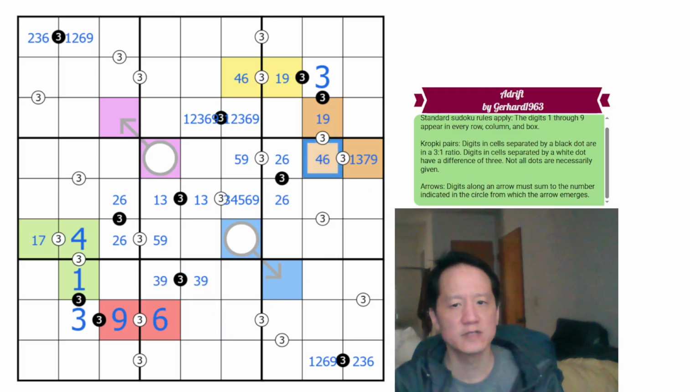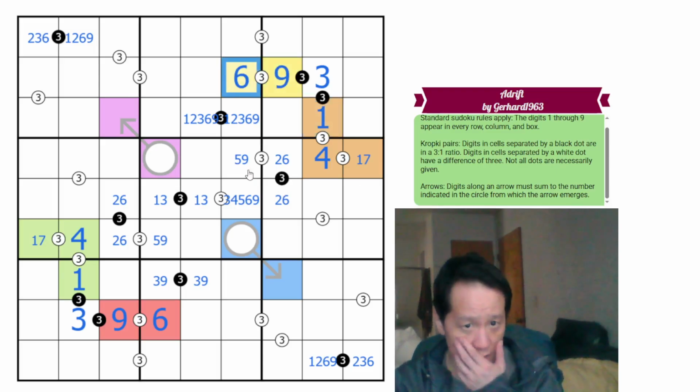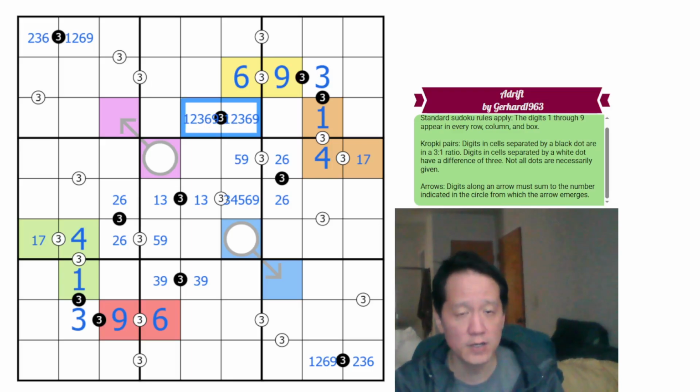This can't be 6, so this must be 4, which makes this 1 or 7. This can't be 1. Or sorry, this has to be 1, which makes that a 9, which makes that a 6. This can't be 1 and 3. This can't be 2 and 6. It has to be 3 and 9.